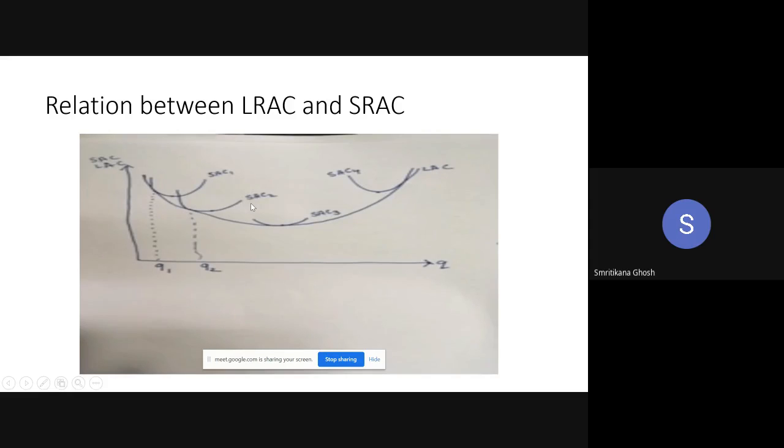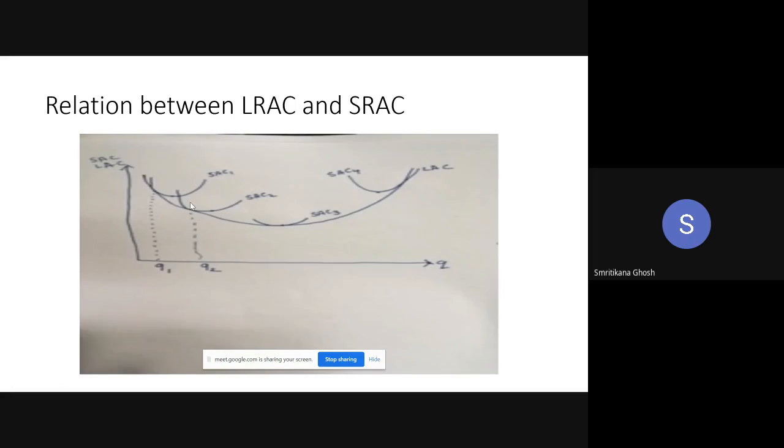Sometimes this question is very common in the university question paper: why is LAC called the envelope curve? For that you have to draw this diagram, then explain the relationship between LAC and SAC, and then the conclusion is just like an envelope where a lot of papers are inside the envelope. In place of paper, it is the curve. That is why the LAC is called the envelope curve. This is one thing I wanted to share with you, the relation between LAC and SAC.